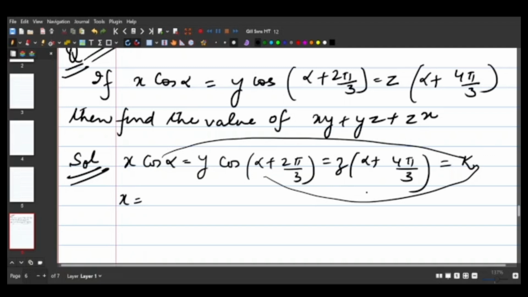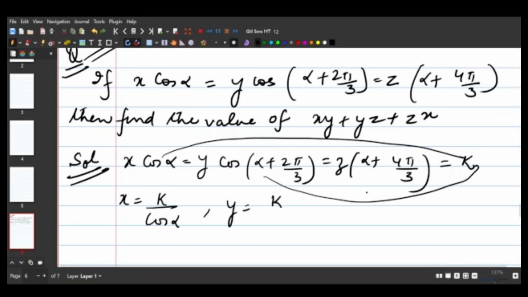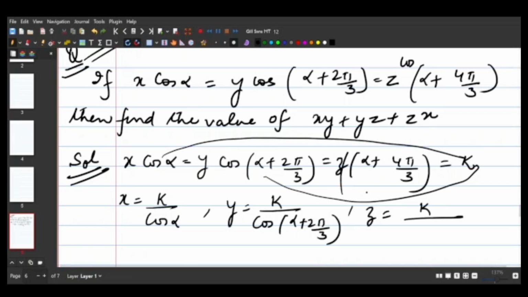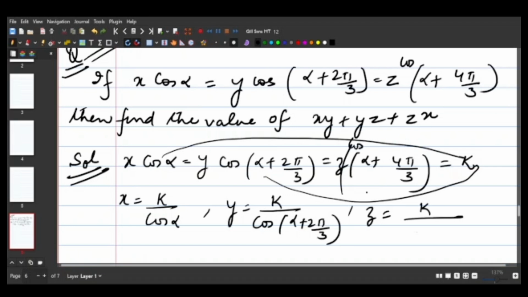x, right? So x is k upon cos alpha, y would be k upon cos(alpha plus 2 pi upon 3), z is equal to k upon cos(alpha plus 4 pi upon 3). Cos is missing here, please write down, cos of alpha plus 4 pi upon 3, so z will become k upon cos of alpha plus 4 pi upon 3.